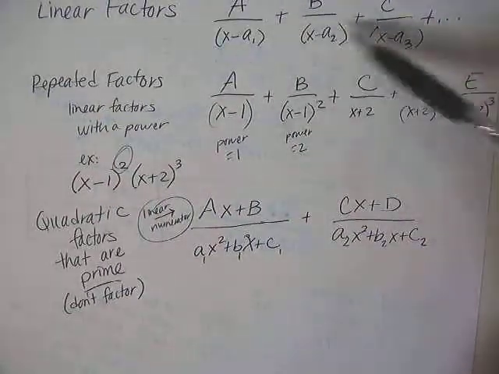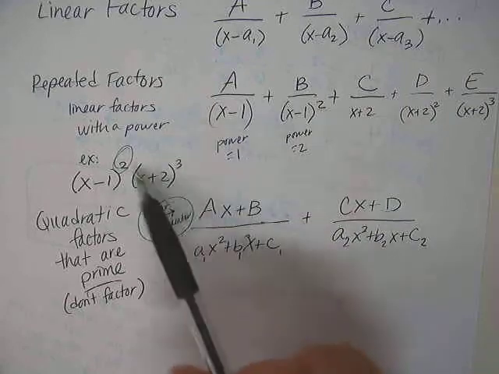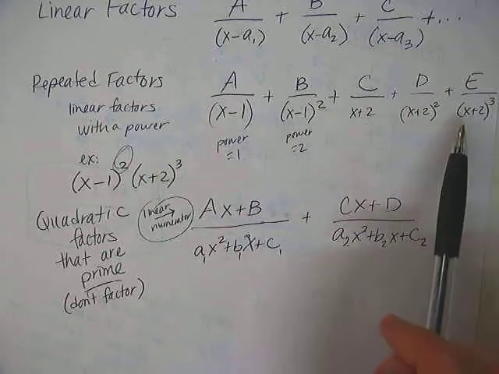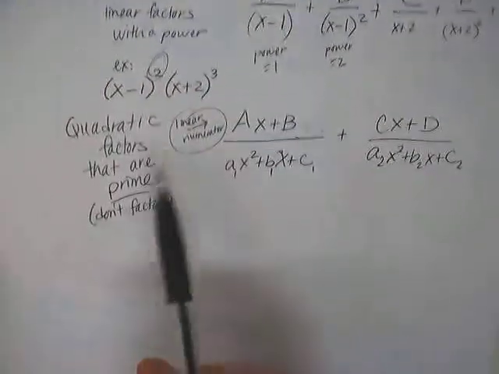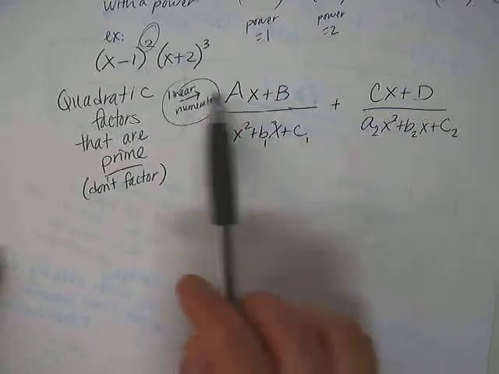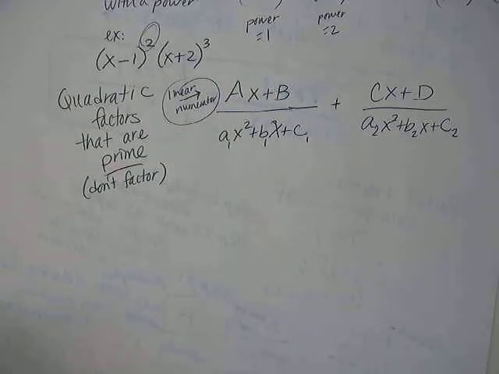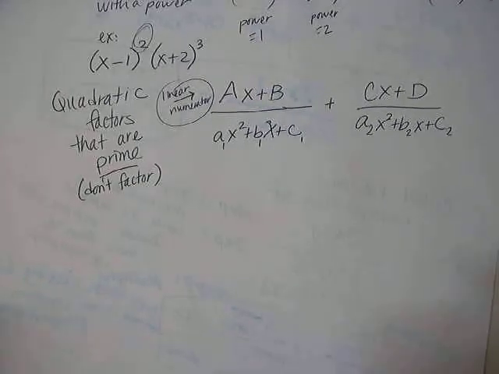Now, could you have a combination of these rules put together? Like linear factors that you just list once, or linear factors with a power that you have to list more than once with their powers, and maybe throw a quadratic factor in the same problem that has a linear numerator? Would that be possible to have them all mixed together? Yeah. So it can get kind of ugly.